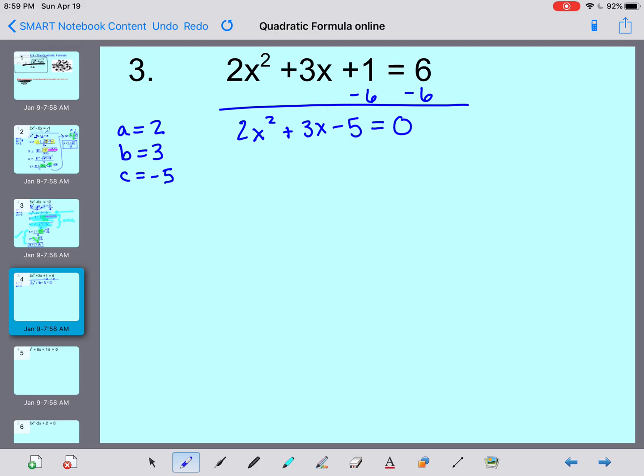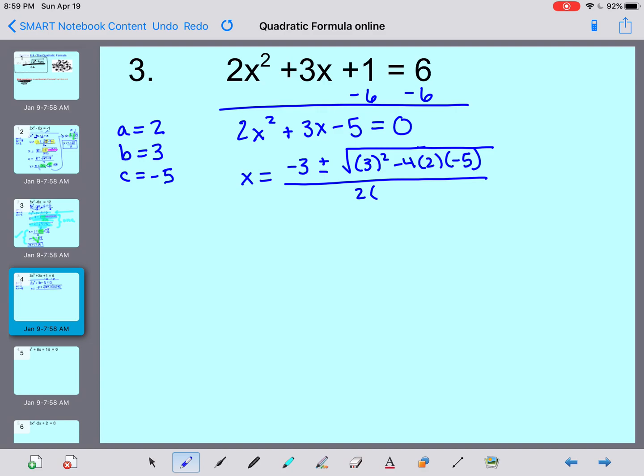Here's my a, b, and c values. So x equals negative b, which means opposite of b, plus or minus the square root of... Okay, I'm showing all the work here. And just keep pausing and checking, make sure that you're doing things right. So negative 4 times 2 times negative 5 is positive 40.